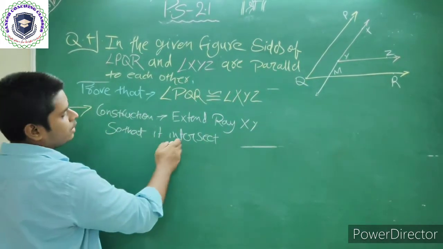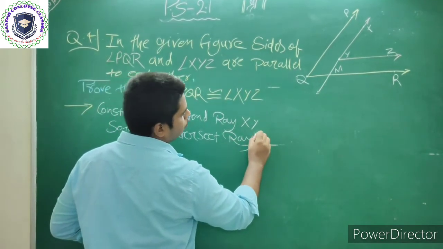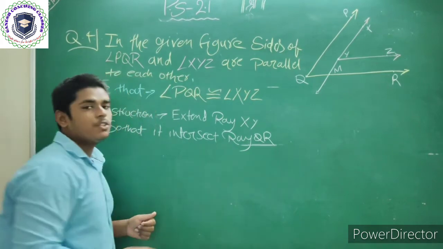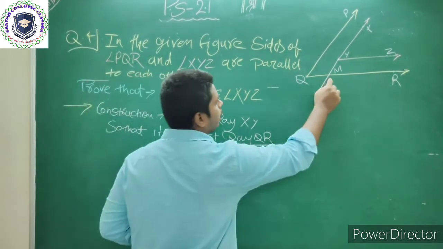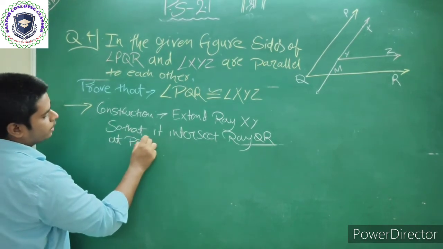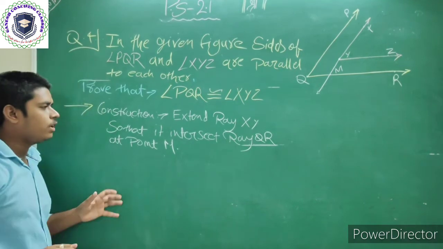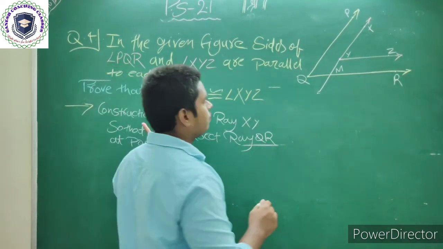Okay, so that it intersects ray QR. At which point is it intersecting? At point M. Okay, QR at point M. So here we complete our construction part.